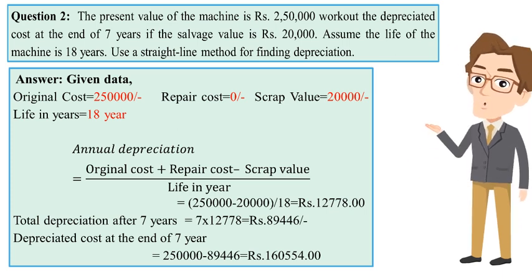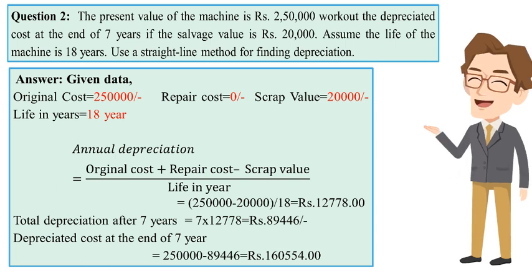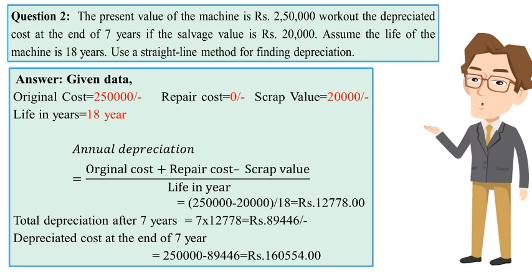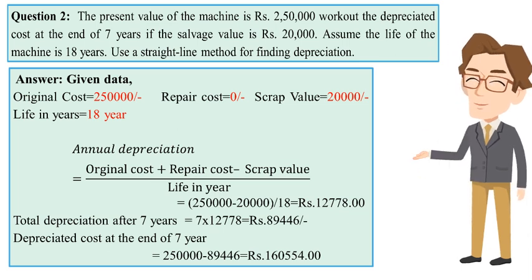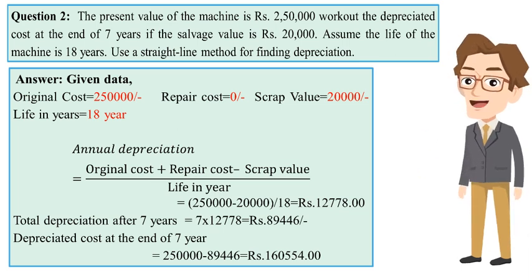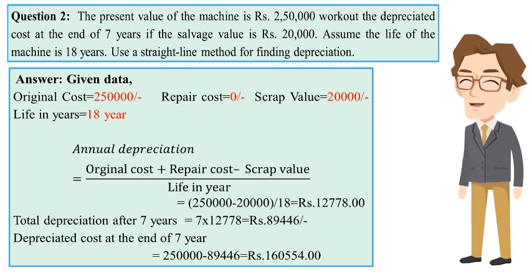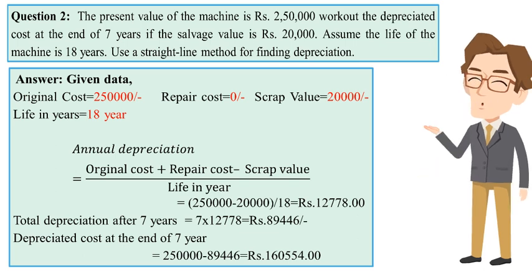Depreciation is the decrease in the value of the asset over time due to wear and tear, age, or obsolescence. The formula for calculating annual depreciation is: annual depreciation equals original cost plus repair cost minus scrap value, divided by life in years.